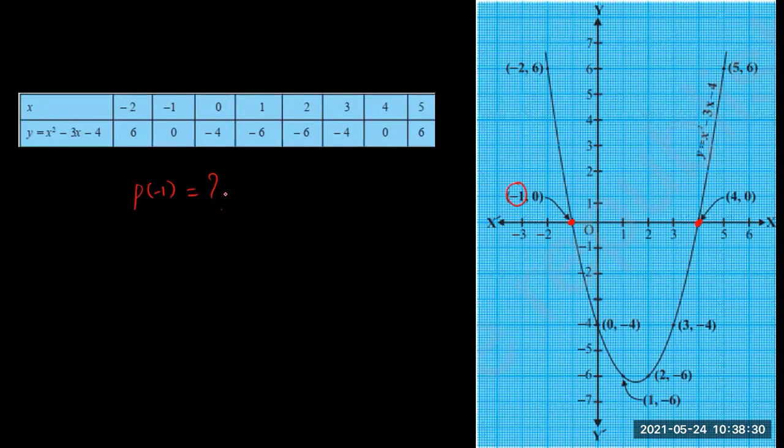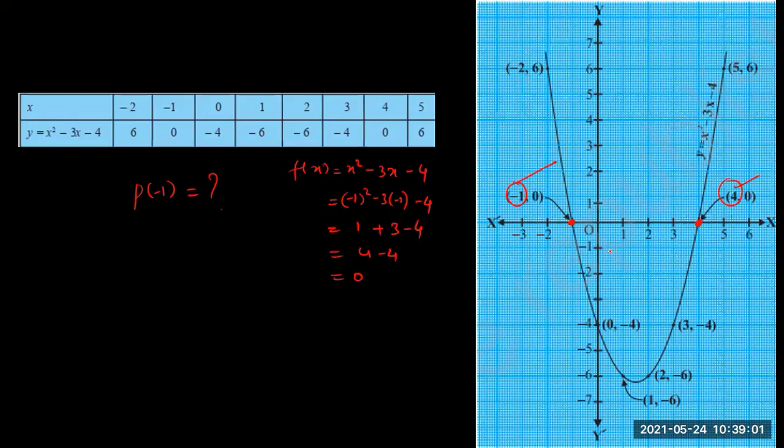Zeros. Yes, p of minus 1 is 0. You can check there. f of x is equal to x square minus 3x minus 4. Now I'll fill in minus 1 here: 1 plus 3 minus 4, then we'll get 4 minus 4, which is equal to 0. In the sense, this minus 1 is a zero of the polynomial, and similarly 4 is also a zero of the polynomial.